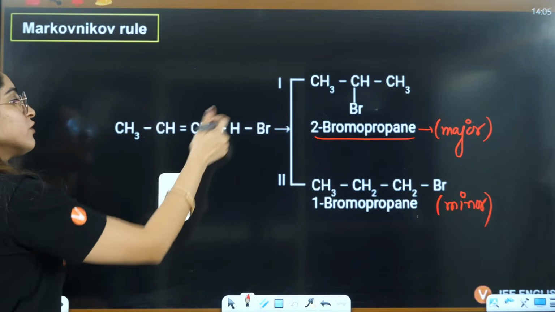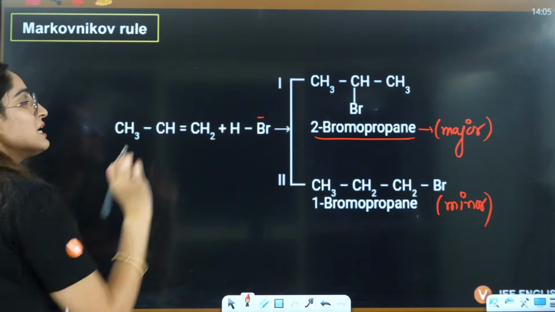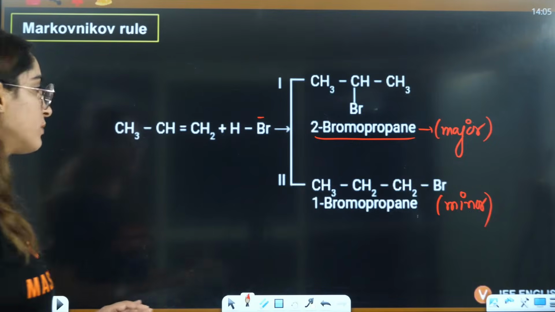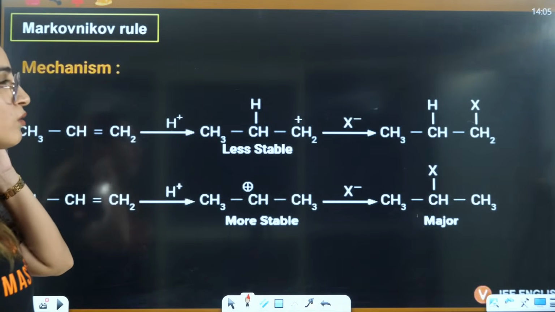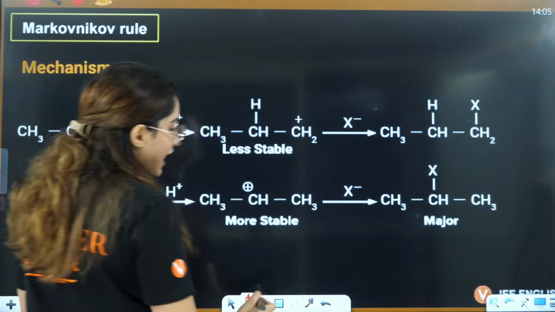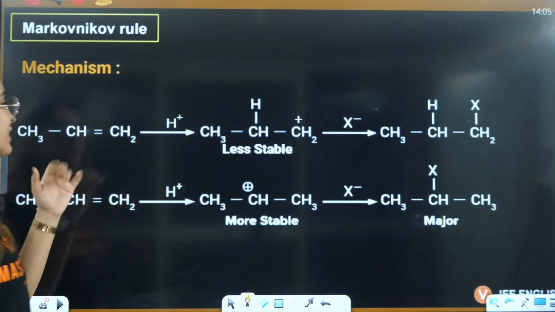Okay, the negative part is attached to the carbon with fewer hydrogens. That is Markovnikov addition, right? Now, why is it so? What is the mechanism? Let's talk about this. So, what exactly happens here?